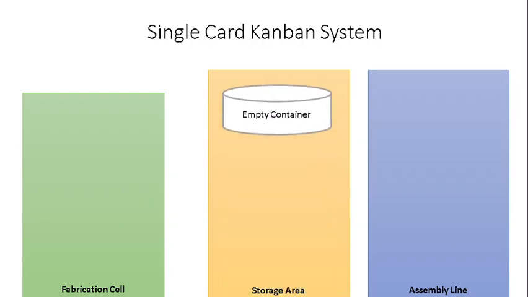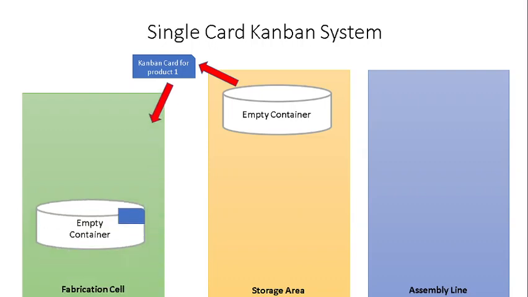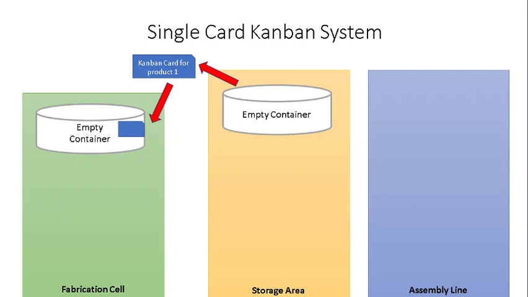In our storage area, we have some empty containers, and at the same time, we have some Kanban cards for every type of product. In this simplified example, we have only one product, and we use one blue card to signify that product in empty containers. So we map the empty container with a Kanban card, and we pass this empty container to the fabrication cell.